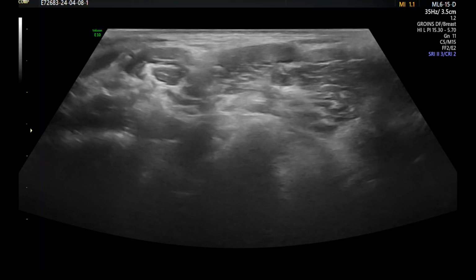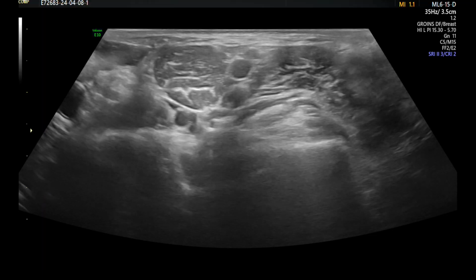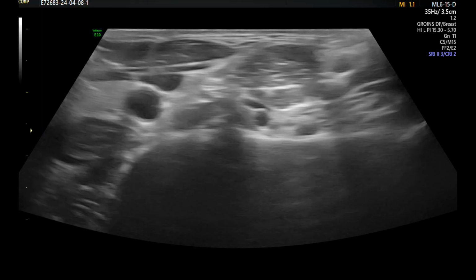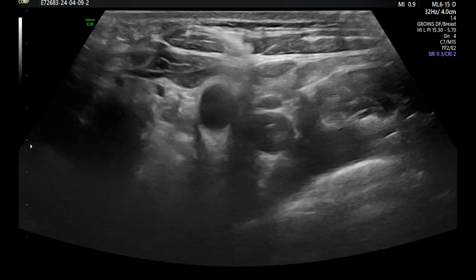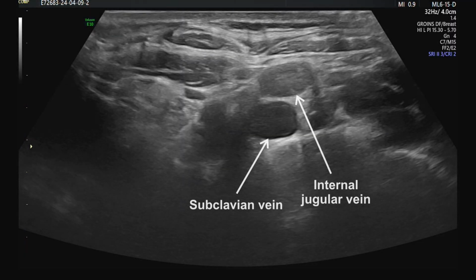Returning to the transverse plane and moving the probe medially to the sternal end of the clavicle, the venous angle, or the confluence between the internal jugular vein and subclavian vein, is seen. The thoracic duct usually ends at the venous angle in close proximity of Virchow's node, which is often involved in advanced abdominal pelvic malignancies.